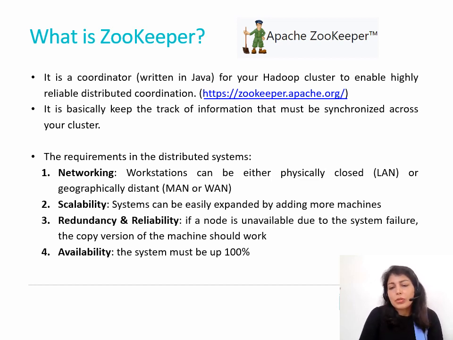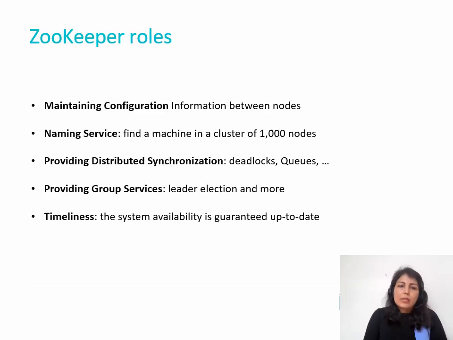So now let's see how Zookeeper can help to keep these requirements. As I said, Zookeeper has 5 main roles. One of them is keeping the information for configuring all the nodes properly. Another one is the naming service, which is a networking technique that makes it possible to find a node in a reasonable time among thousands of nodes.